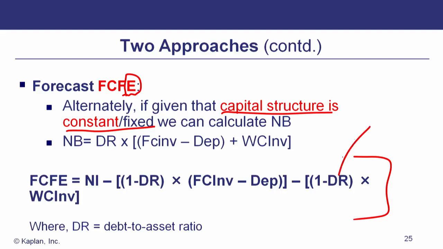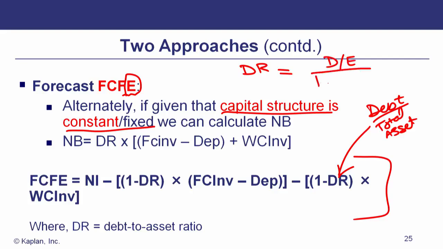So when you are given a constant capital structure or target capital structure and a specific debt ratio. Now this debt ratio is the debt to asset ratio. And the debt ratio is linked to the debt to equity ratio. So if you are given debt to equity and you have to calculate your debt ratio, then your formula is debt to equity divided by 1 plus debt to equity, right? So be able to calculate your debt ratio given debt to equity and then apply it in this formula.